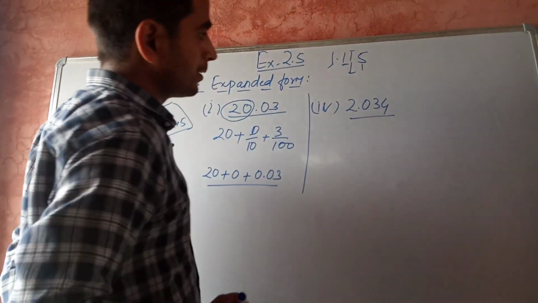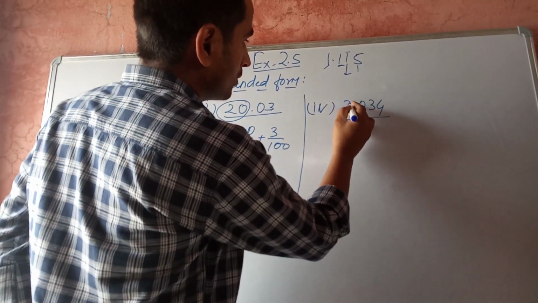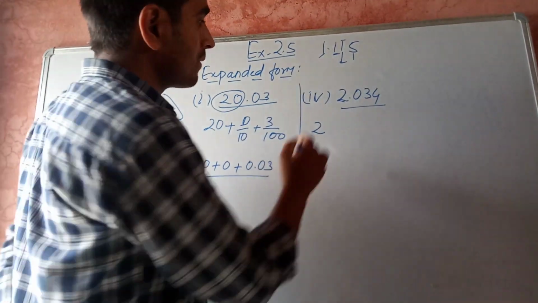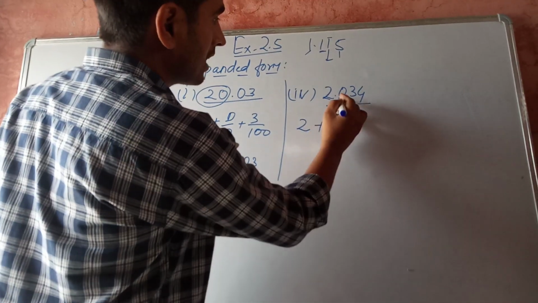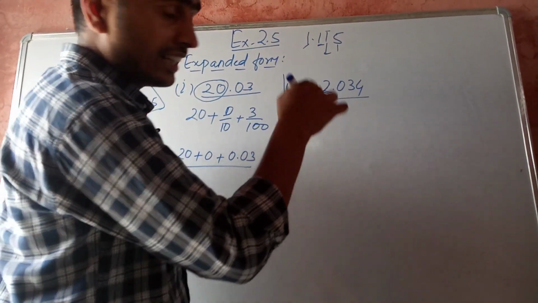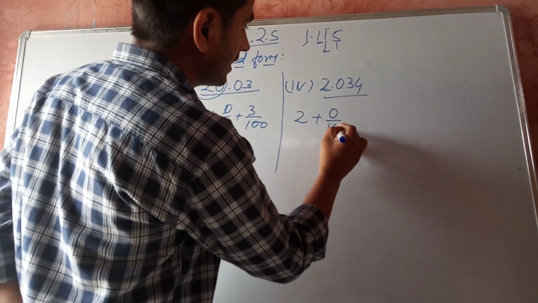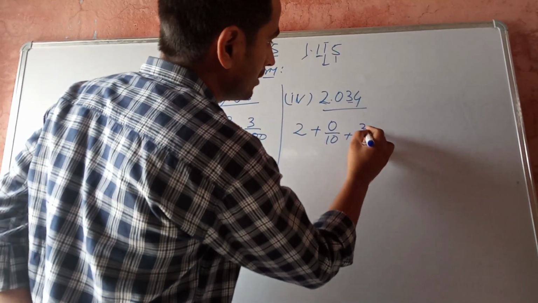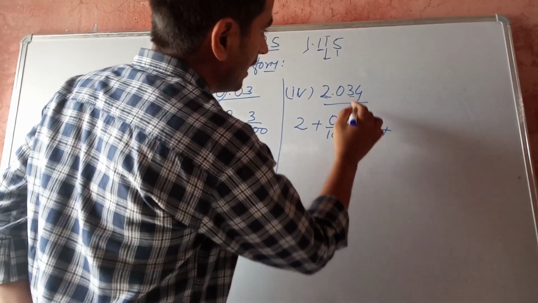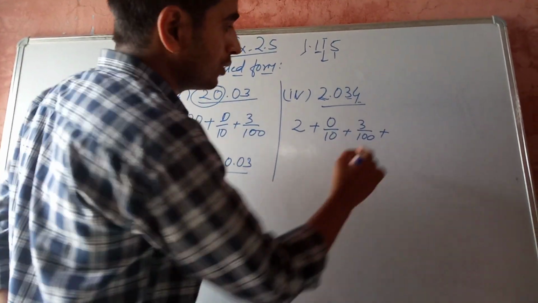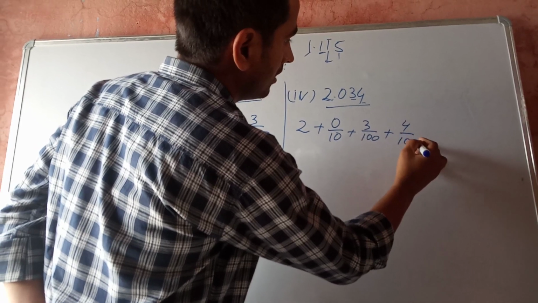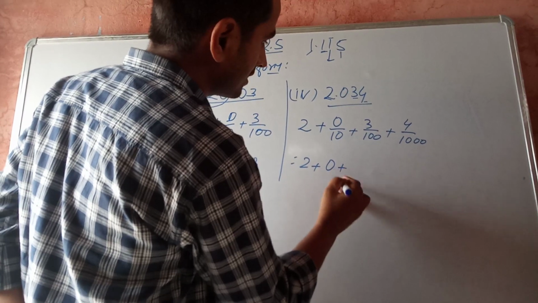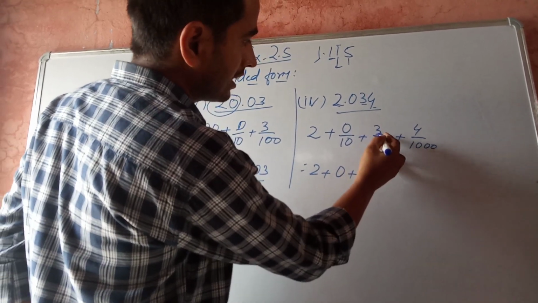Now coming to the fourth, this part. Before the decimal, to the left of the decimal, it is already in expanded form. 2 plus, after the decimal the first digit is at the tenths place, so I write 0 by 10. The second digit, 3, is at the hundredths place, so 3 by 100, and this 4 is at the thousandths place, so 4 by 1000.